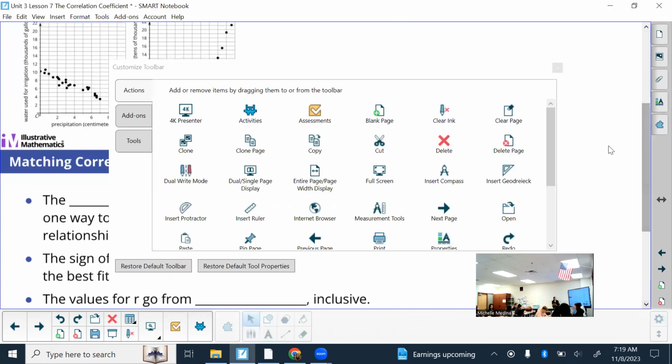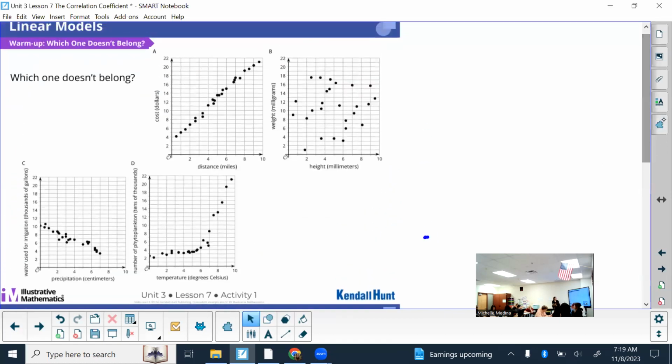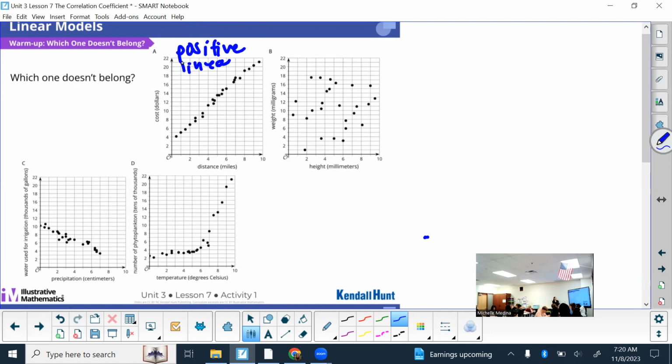It's not the only one that's trending positive, like you could say the bottom right one is trending positive, but it is the only one that is both positive and linear. Linear meaning like straight line. All right, anyone else want to add why the first one doesn't belong?